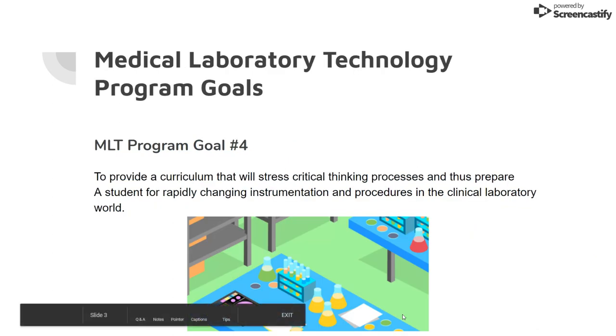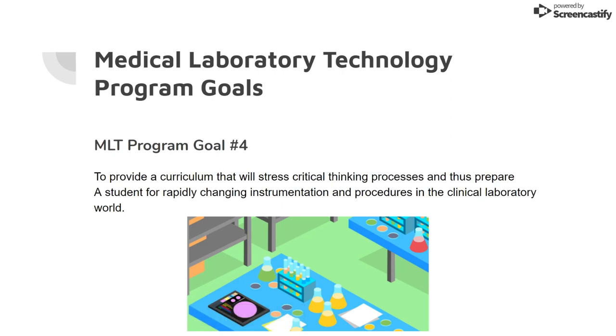because we have our medical laboratory technology program goals. Goal number 4, to provide a curriculum that will stress critical thinking processes and thus prepare a student for rapidly changing instrumentation and procedures in the clinical laboratory world. So as you'll see, critical thinking is going to be everywhere. It's part of the college, it's part of the program, it's going to be part of your career when you graduate. So we need to start working on this as you're in first year.